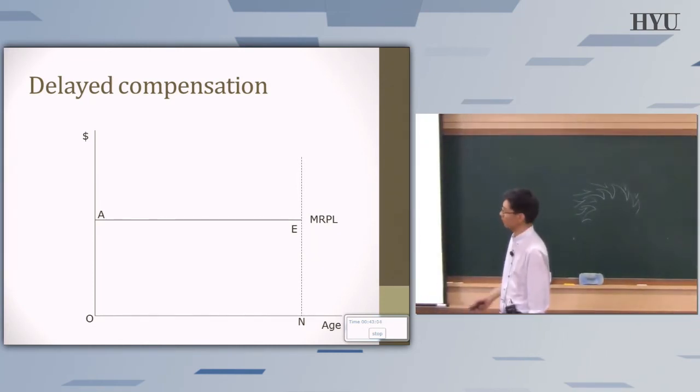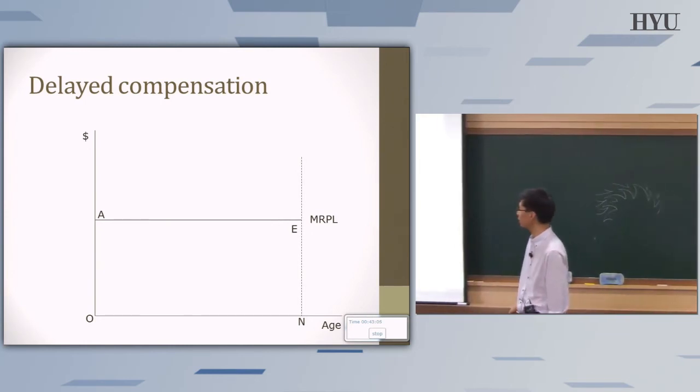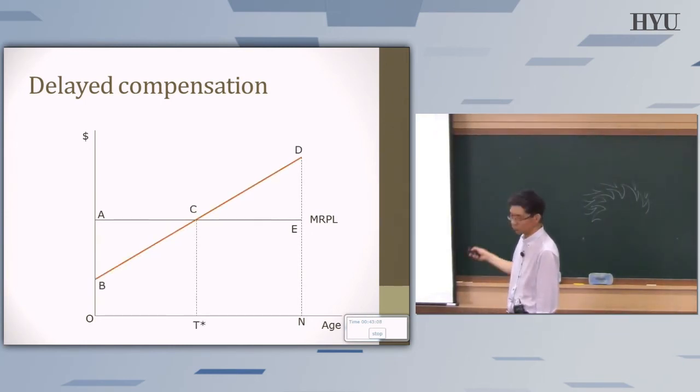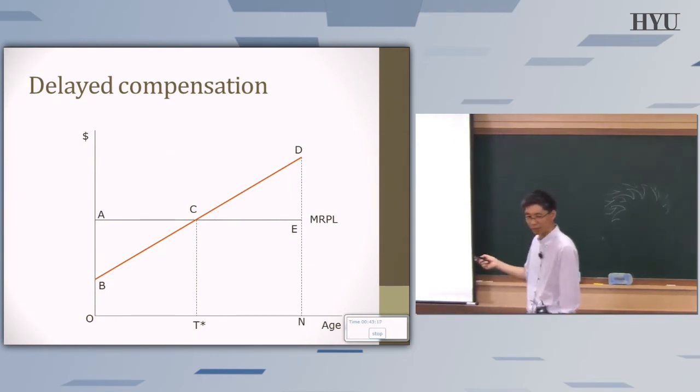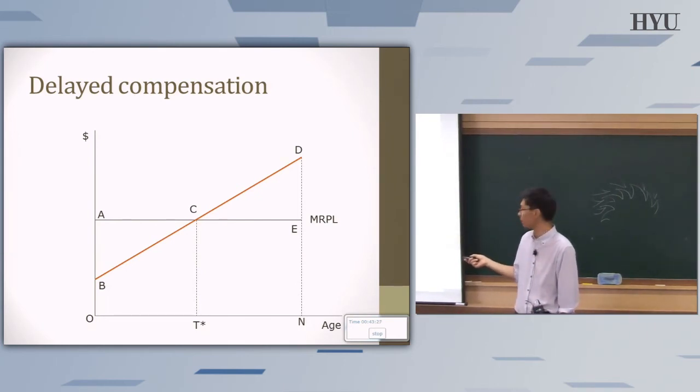But instead of paying it that way, let's think of paying it this way, the orange line. How do we do it? The employer pays their employees less than their MRPL at first. And at some point, they pay them actually more than their MRPL. So as you can see, this is basically a seniority-based wage system. If you become more and more senior, your pay will get higher and higher.